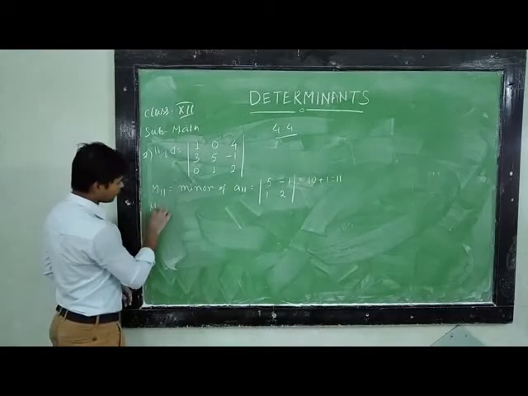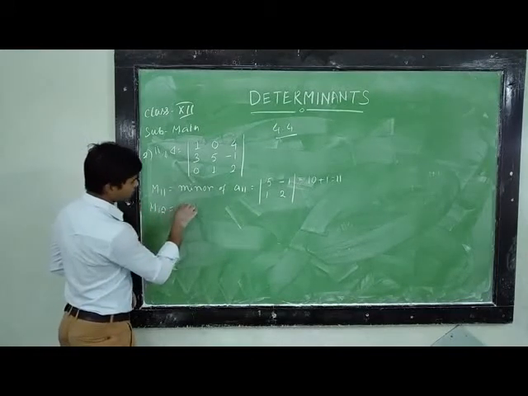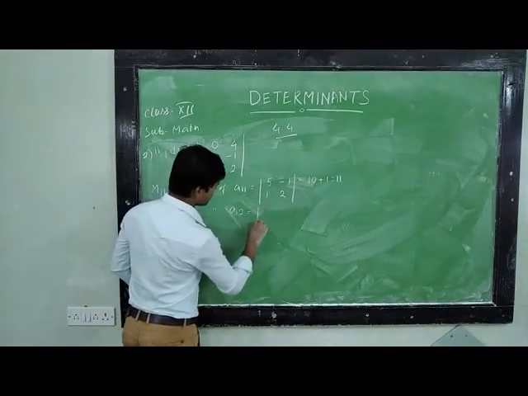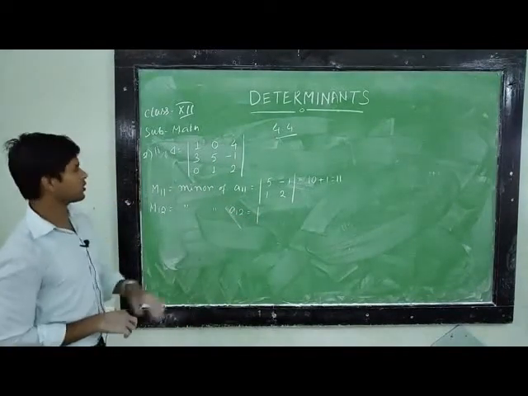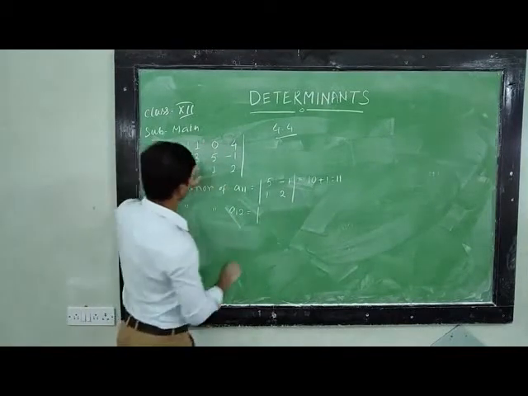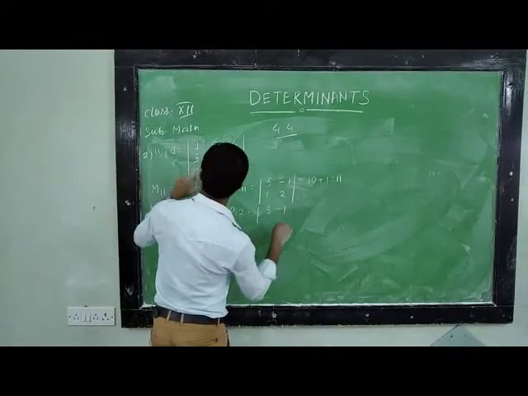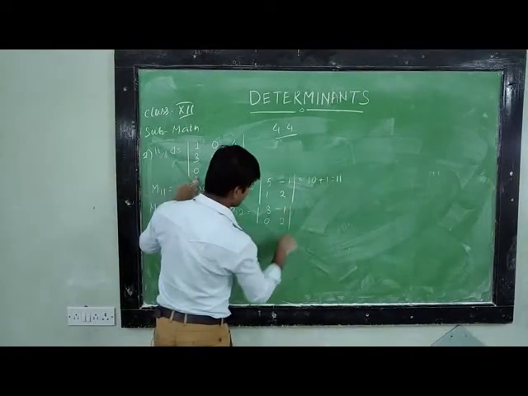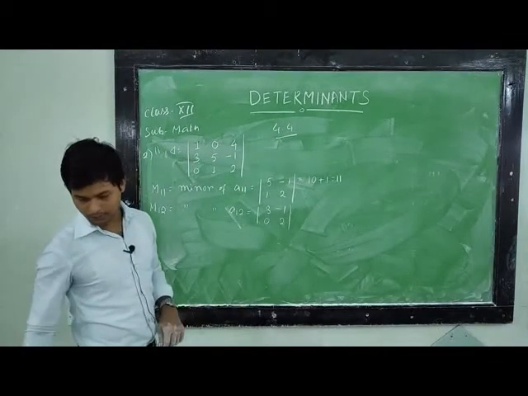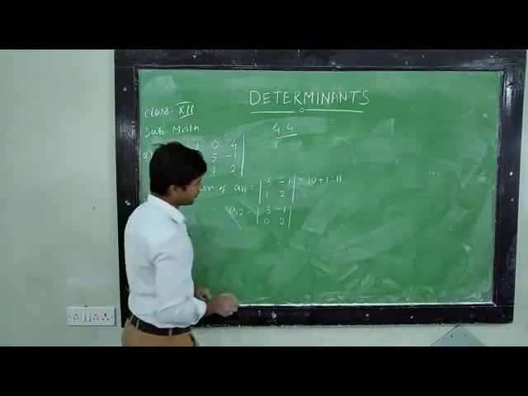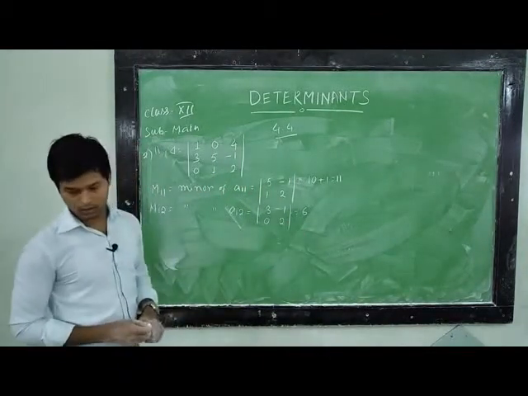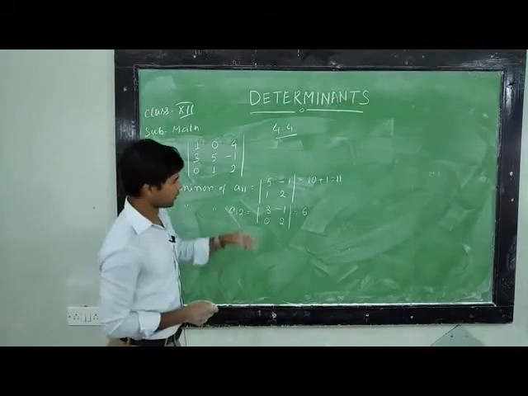Now calculate M12, that is minor of the element A1, 2. We have to cover the first row and the second column. So it will be 3, minus 1, 0, 2. Now expand this determinant. We have 3 times 2 is 6.